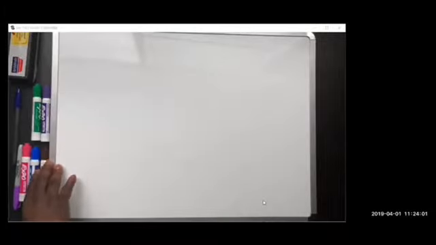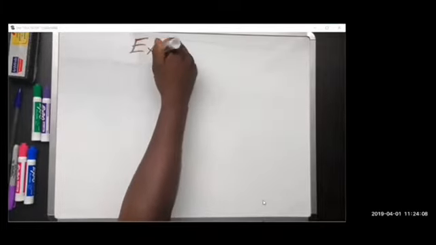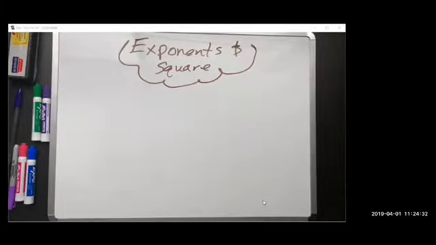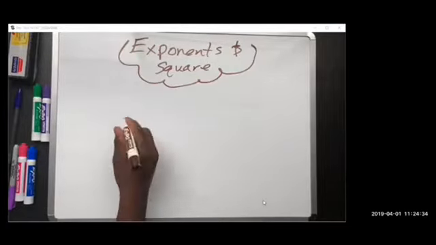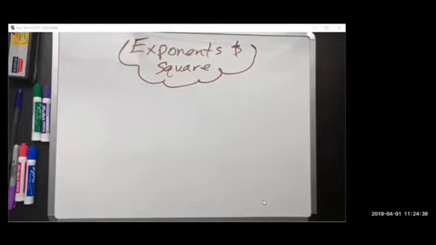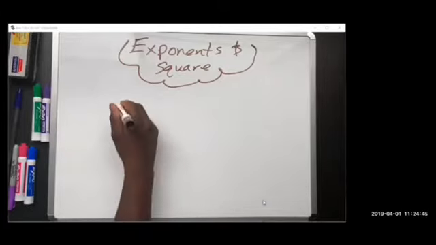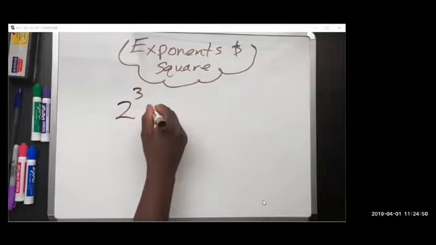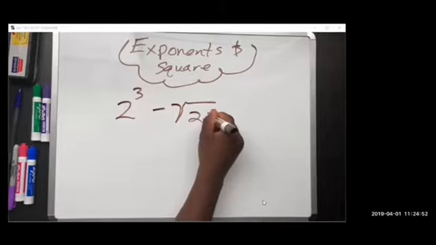So first thing I want to do is deal with exponents and square roots, okay? So I'm going to write that here, exponents and square root. So let's say we have a math expression, okay? Not an equation, but an expression. An expression is a math sentence without an equal sign. And let's say we have 2 to the third power minus the square root of 25.